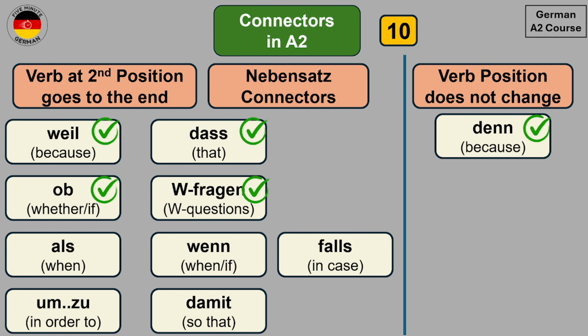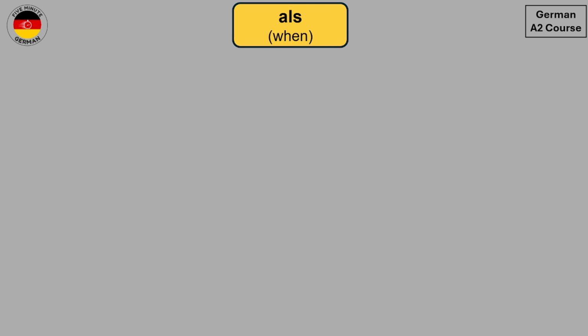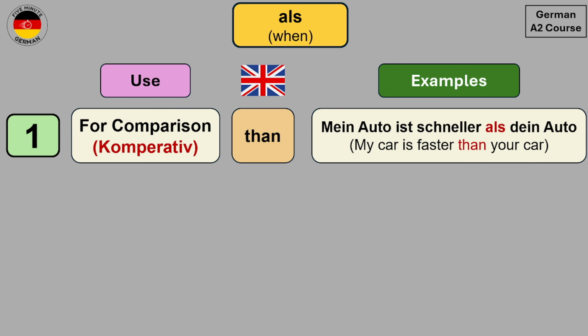Now let's go to the next connector, which is als, which means when. Now als is a word which has different uses and also different meanings. So the first use of als is for comparison or for making the comparative form. And when it is used for comparison, it means than. So an example for this can be mein Auto ist schneller als dein Auto. My car is faster than your car.